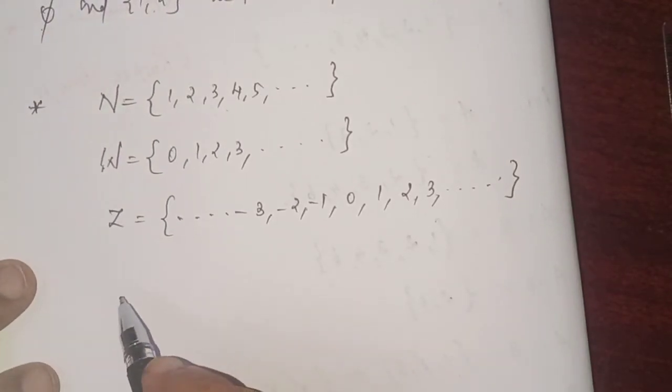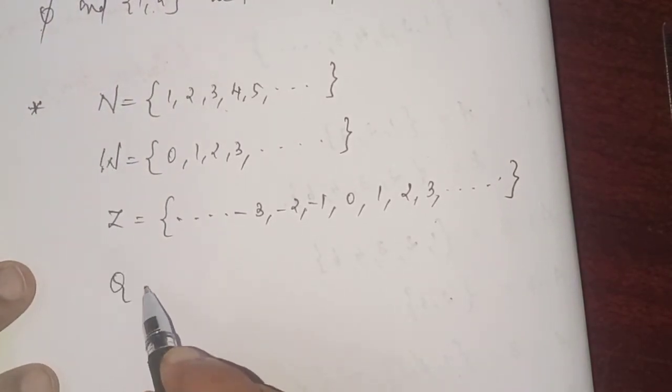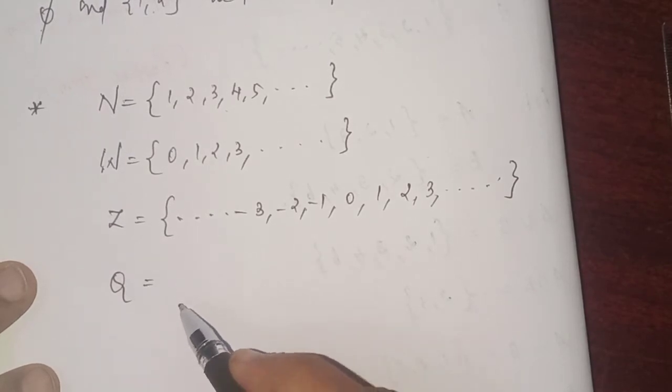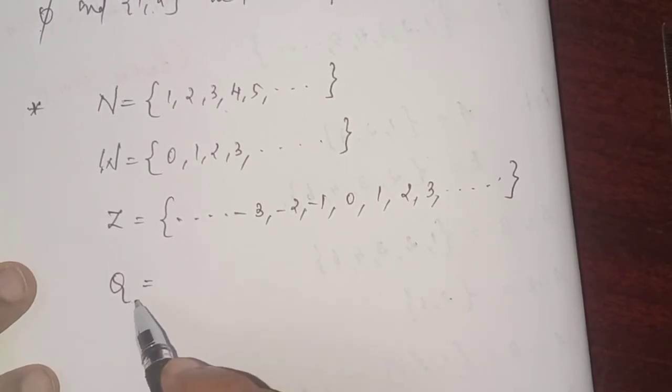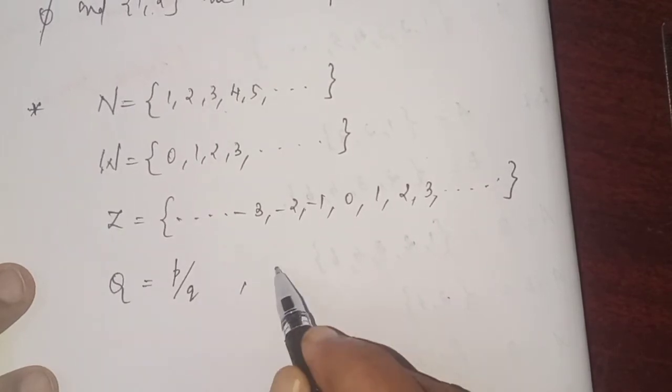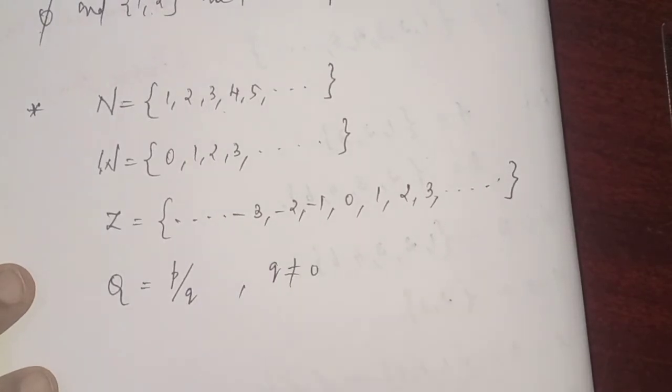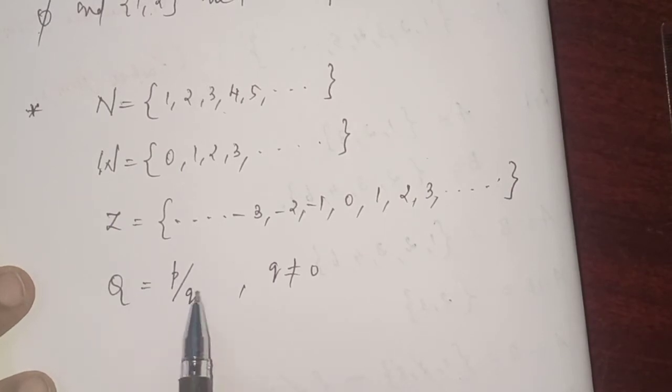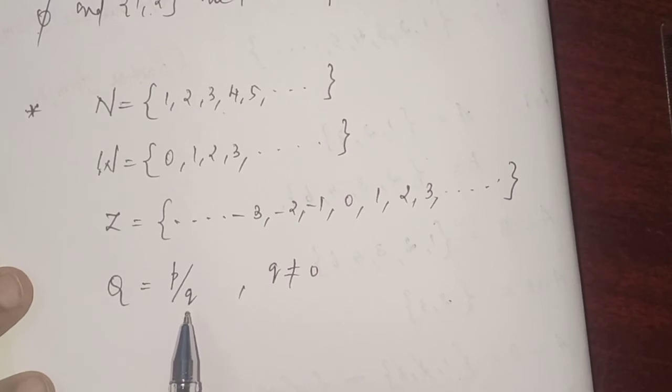Now, the set of all rational numbers is represented by the capital letter Q, of the form p by q. Condition: q is not equal to 0. Q is in the denominator. If it is 0, anything by 0 is infinity, undefined. Therefore, the condition q is not equal to 0. Next one.